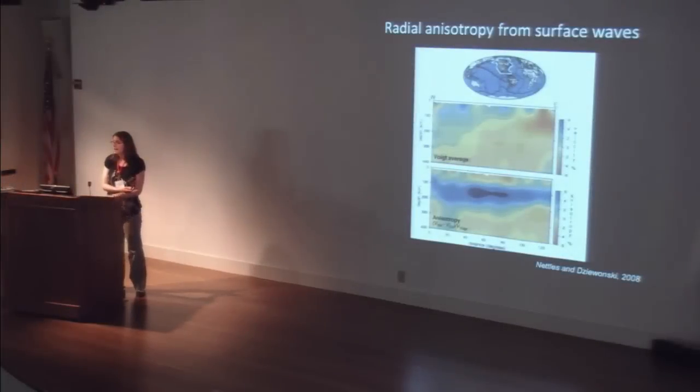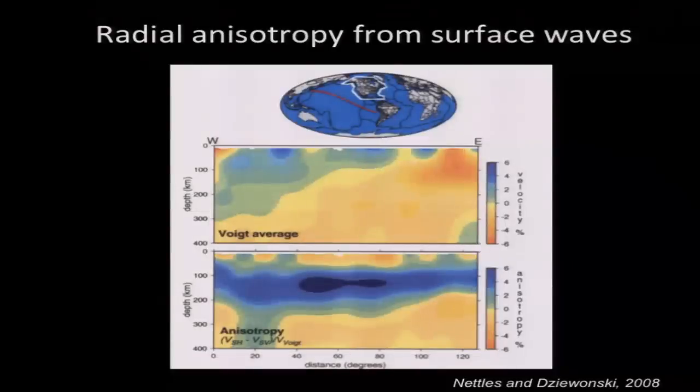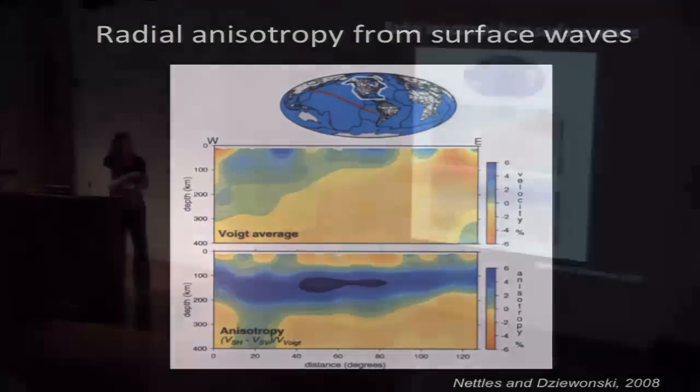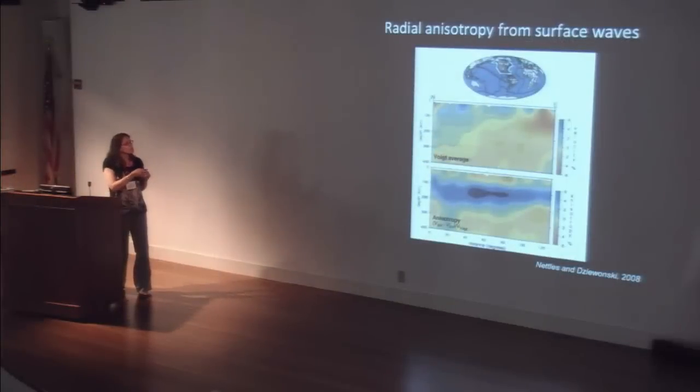Okay, I'm going to quickly show, from Meredith's work, an example of resolving radial anisotropy from surface waves. In this case, you need to look at the propagation of both Love waves and Rayleigh waves, which have horizontal and vertical polarizations. I'm not going to talk too much about this model, but this is a slice through Meredith's model through the Pacific Ocean, and this panel down here shows the radial anisotropy.